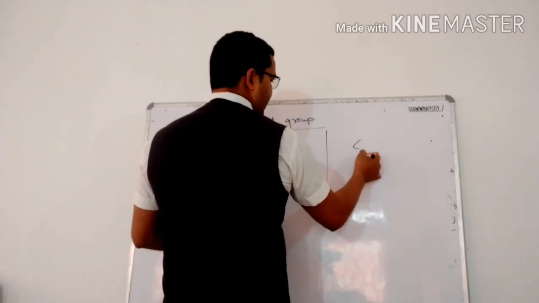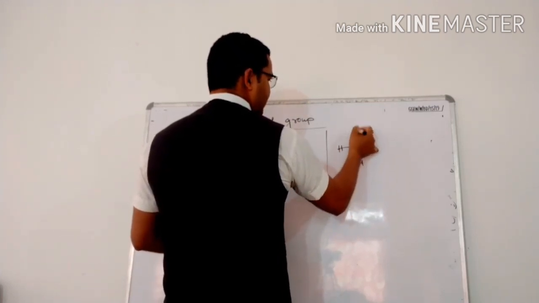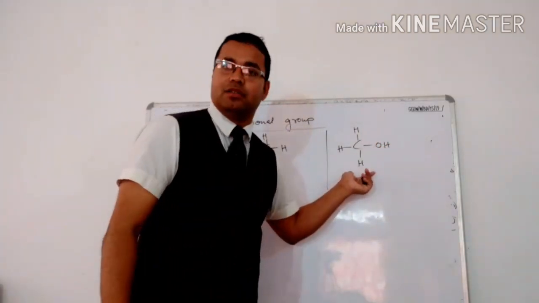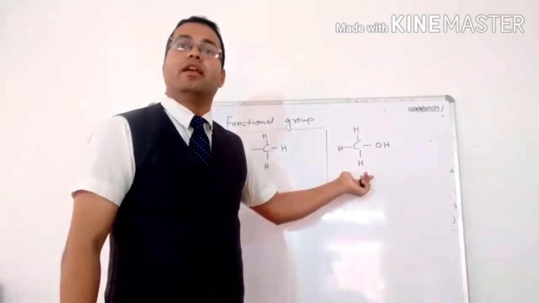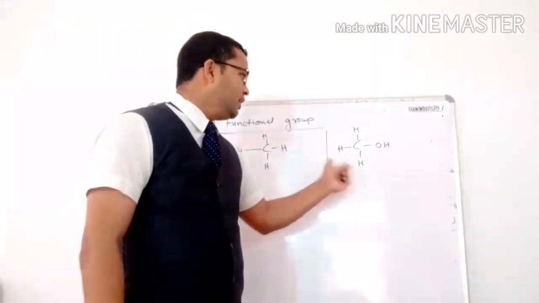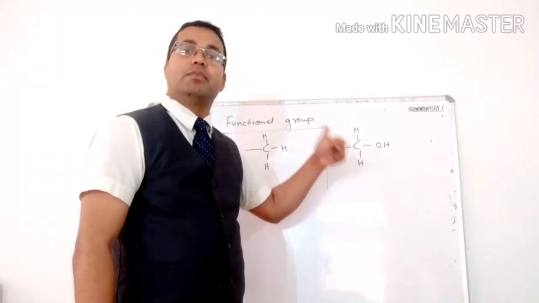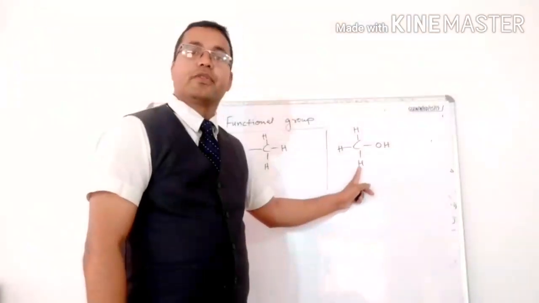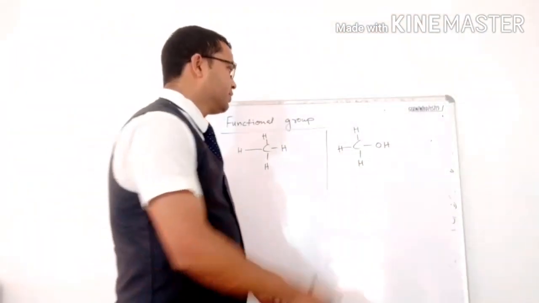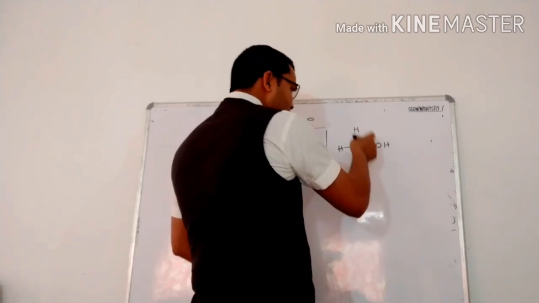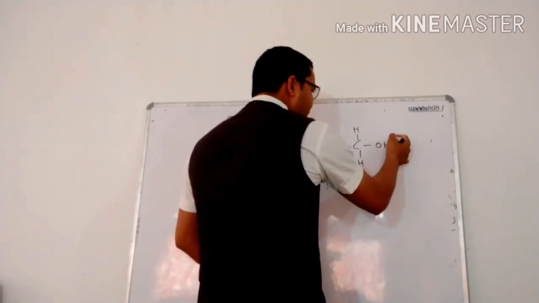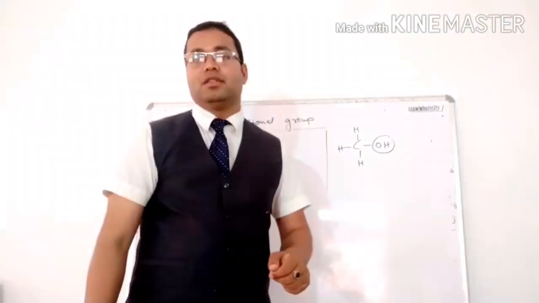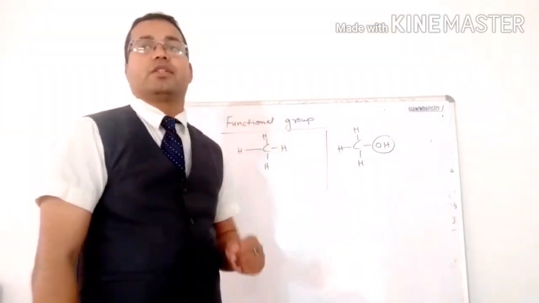But now, after removing one hydrogen, if OH is added, it becomes alcohol. And alcohols are liquid. Properties are completely changed. So this is gas, this is liquid. So the properties of this series depend on this OH. OH is the functional group of alcohol, and the properties of alcohol depend on OH.